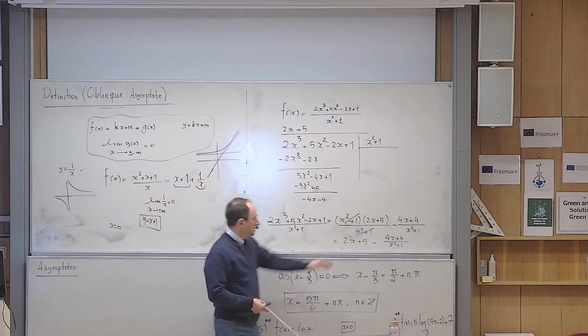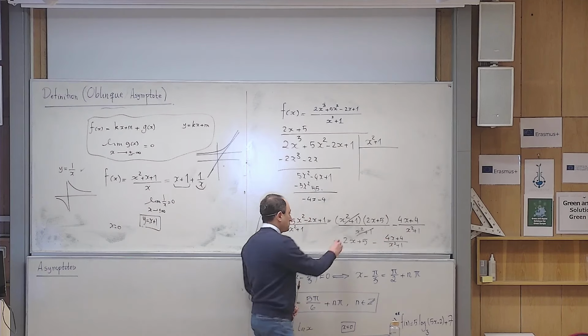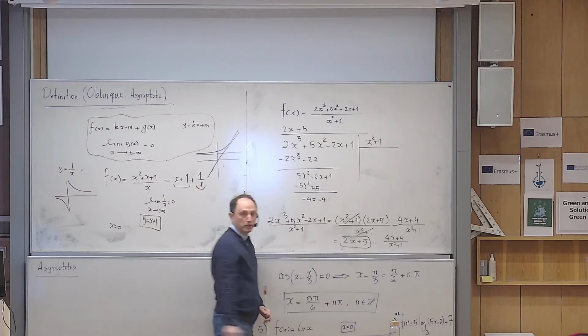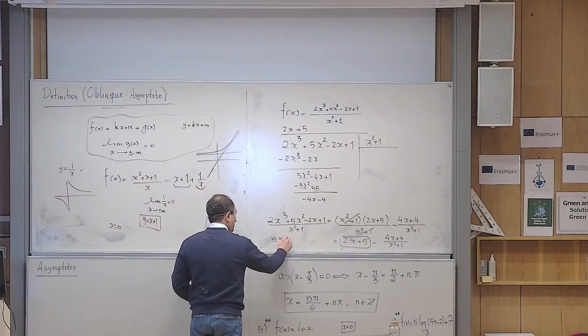Yes. Why? Because the degree of the denominator is x squared, the degree of this one is 1. So in the numerator 4x dominates, in the denominator x squared dominates. So it means that it becomes 4 over x, x goes to infinity, it becomes 0. So then it means that, yes, this is my oblique asymptote. But not that one, of course. I have to write y equals to 2x plus 5.